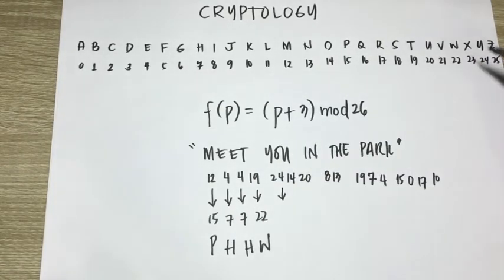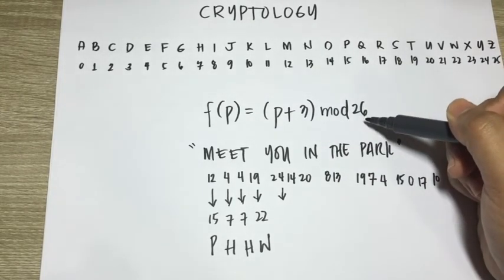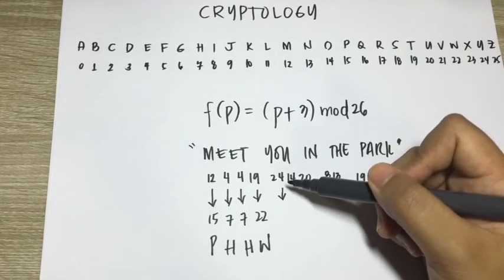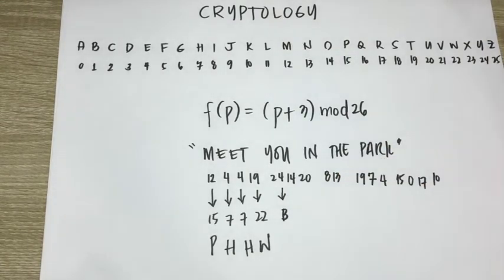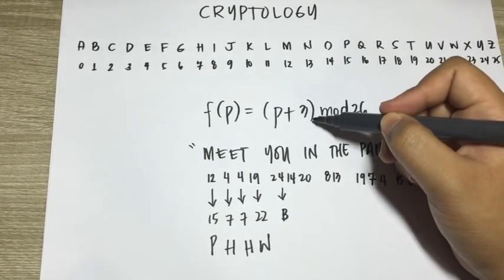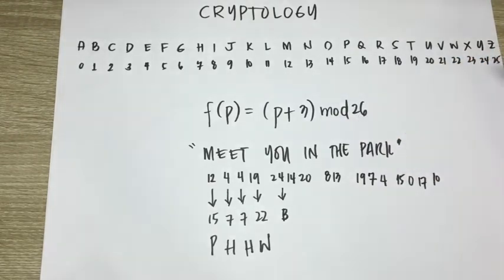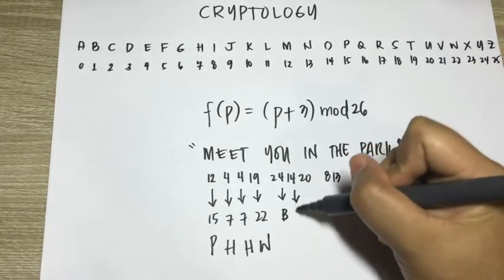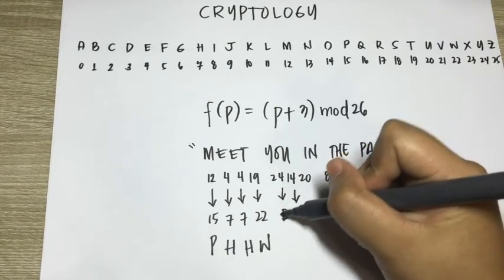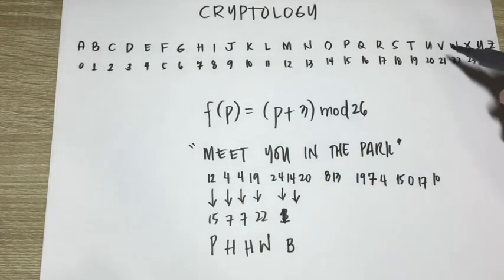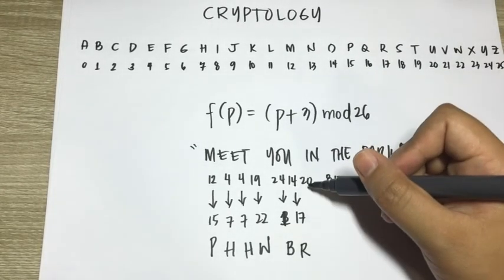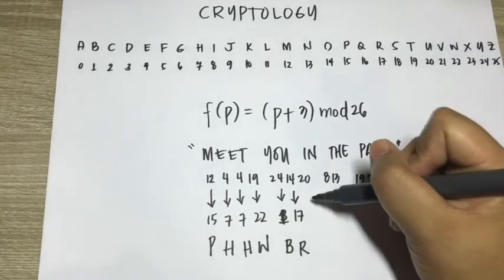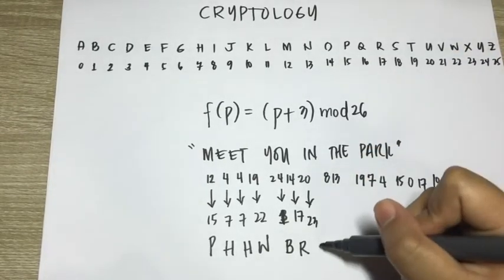So 24. So 24 plus 3 modulo 26. So that is 27 modulo 26. So meaning to say, Y is represented by letter B. Okay, next we have 14. 14 plus 3, we have 17. 17 modulo 26. So 17 is letter R. Next we have 20. So 20 plus 3, we have 23. So that will be represented by X.